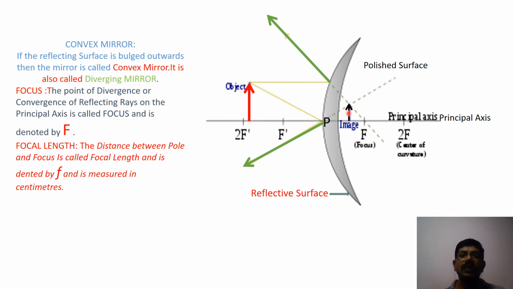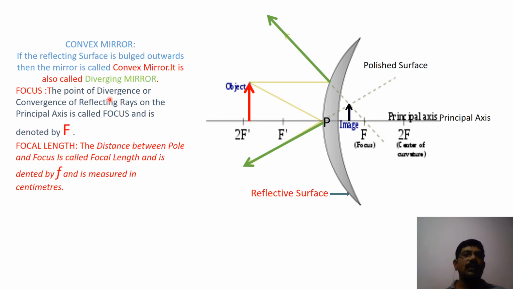What type of image is it? It is a virtual image. We will learn all these things in our next class while discussing ray diagrams and the nature of the images. So this convex mirror always gives the virtual image. What type of image is formed? Virtual image, because all the light rays get reflected and they are diverged.